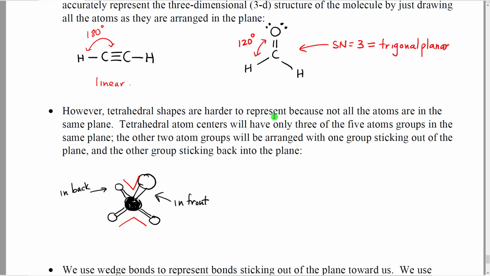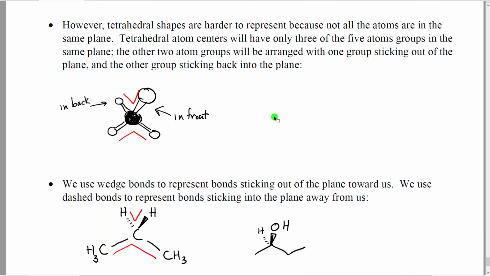The problem becomes when we want to represent tetrahedral shapes. Tetrahedral shapes are harder to represent because there is no way to align all of the atoms in the same plane while maintaining the tetrahedral arrangement. So what we will do is we will try to put as many of the atoms in the plane as we can, and then we'll have to use some other way of representing the atoms that are not in the plane.